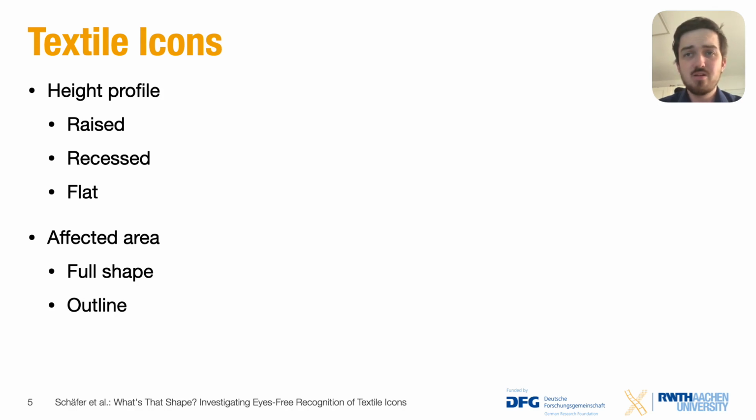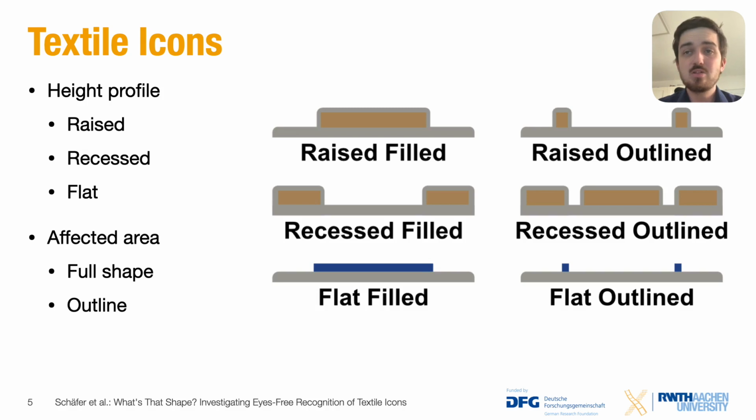Does it matter whether the varying height affects the whole shape or just its outline? With this, we created 6 variants, which you can see on the right. Brown resembles MDF that we use to realize the height change, while blue is simple yarn.